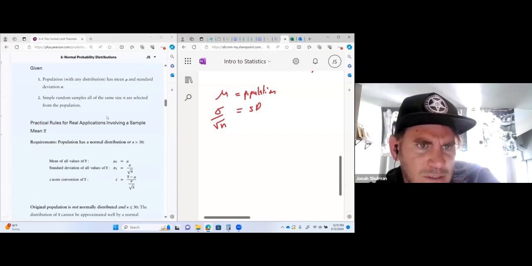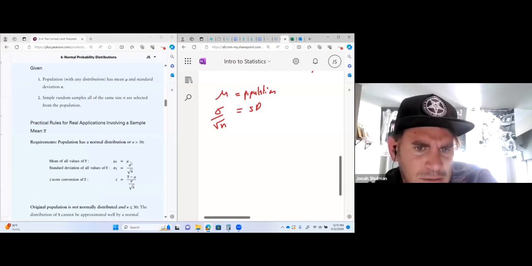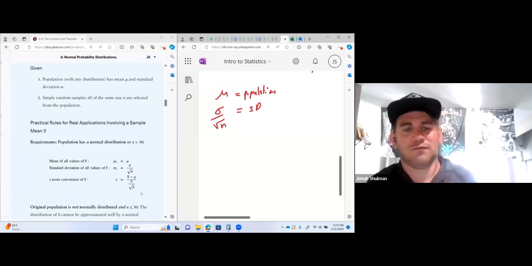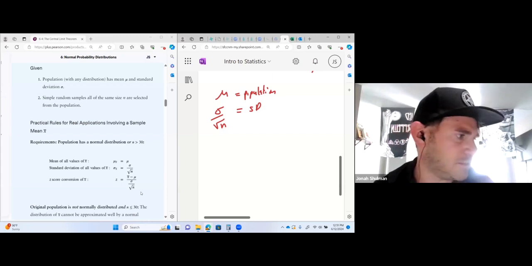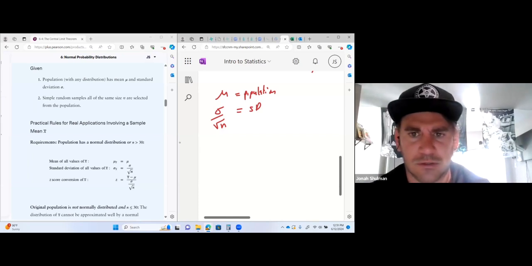All right, so the mean of all values of x, the standard deviation of all values of x. So, practical rules for real applications involving a sample mean: the population has a normal mean, and as long as n is bigger than 30, we can do this. So the mean will equal this. The standard deviation, we just have to divide it by the square root of n. Then here's our z-score conversion. So these are the three ideas that we have to deal with. We should be good.